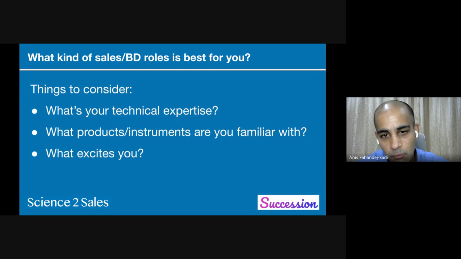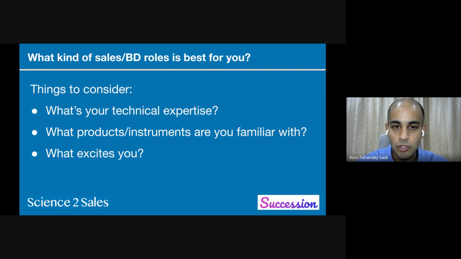Second question, what products and instruments are you familiar with? And this relates to pretty obviously instrumentation as well as consumables, right? If you have experience with, say Western blot or PCR instrumentation, then you'd probably be good at selling that equipment, or at least you would be a good fit for those.